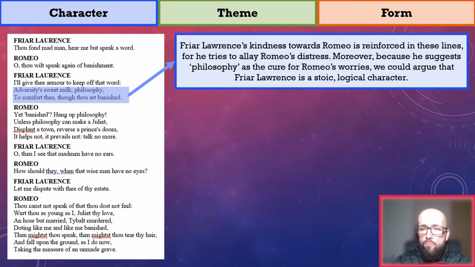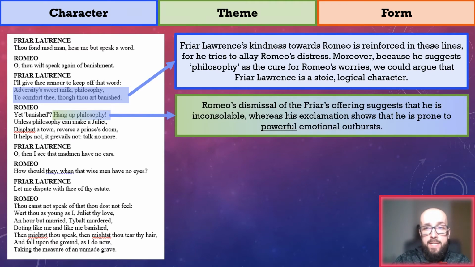However, Romeo straight up dismisses the friar's offering, which is clear in the exclamation, "Hang up philosophy," which reveals not only that the young Montague is inconsolable, but that he is prone to making powerful emotional outbursts.